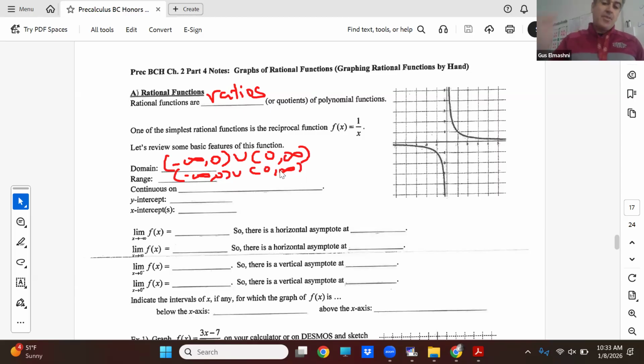Okay, the continuity part. This is a little tricky. This is not a continuous function, by the way. It's not continuous on all real numbers, but it's continuous on its domain. Because does the domain include 0? No, right. So you will say it's continuous on the same interval yet again.